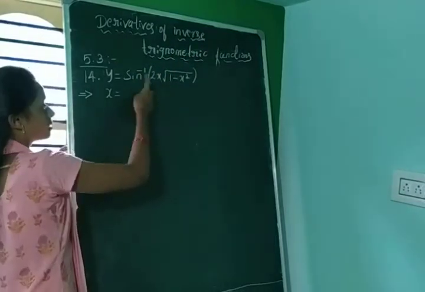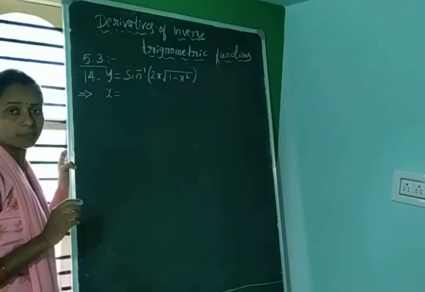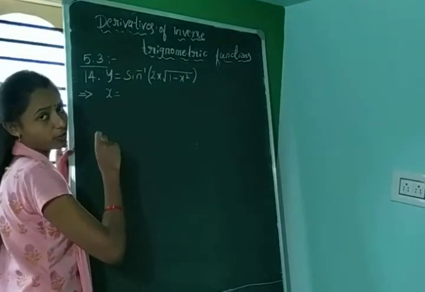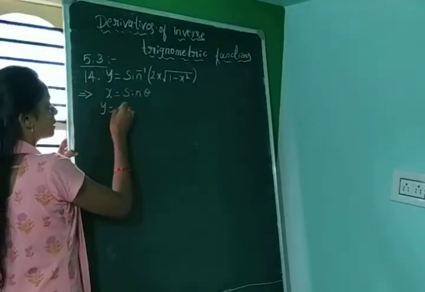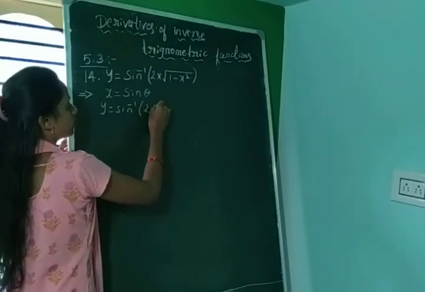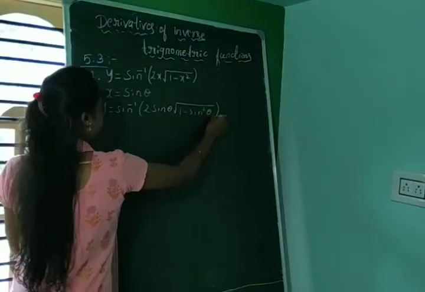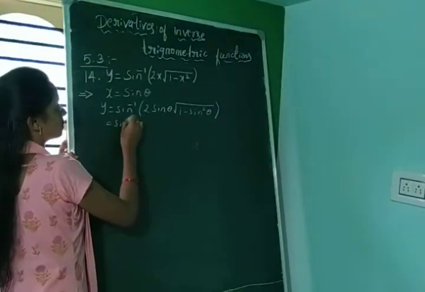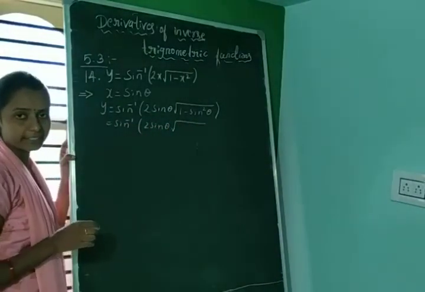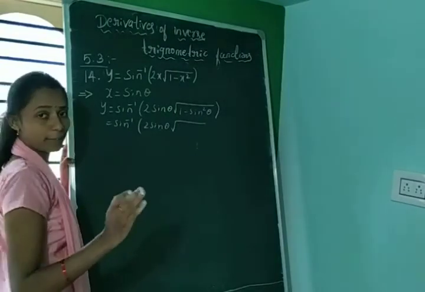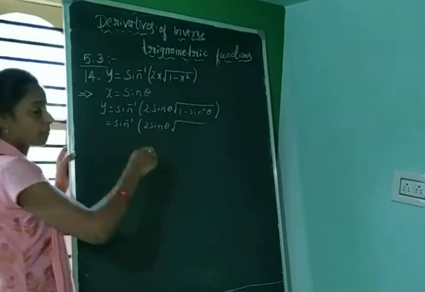Again, in the place of x, if you take it as a cos, it will reduce us to the same formula, that is sine 2 theta. So in any one of the ways you can do it. So I'll just go with sine theta. Then y is equal to sine inverse of 2 into x, which is sine theta, times the square root of 1 minus sine square theta. So I'll just go with the trigonometric identity: 1 is equal to sine square theta plus cos square theta. If I take sine square to that side, it will be 1 minus sine square, the remaining is cos square.